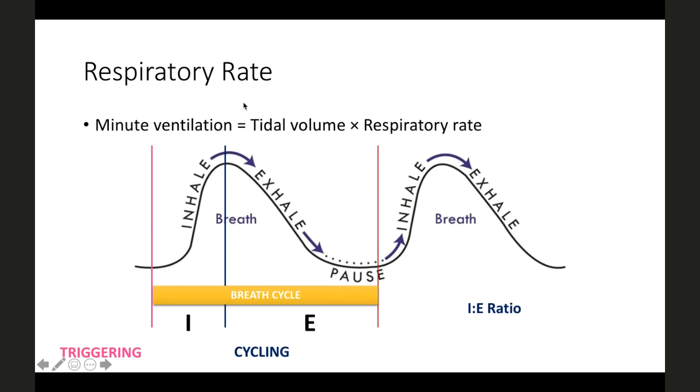Okay. So respiratory rate is important because minute ventilation is tidal volume times respiratory rate. Pardon me, tomorrow I will say that carbon dioxide washout doesn't depend on minute ventilation, it depends on alveolar ventilation. We will discuss that when we discuss COPD.